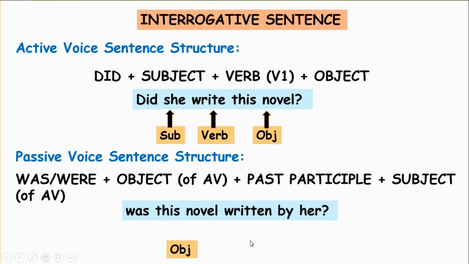Subject is this novel over here, that is the object of active voice, and verb V3 is written, and the subject, that is she, has become object of passive voice, that is her. Okay, so this is about interrogative sentence.